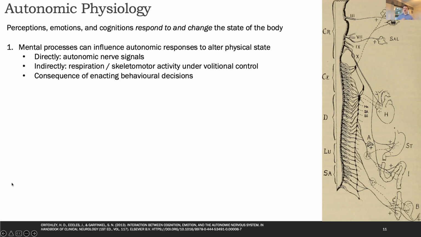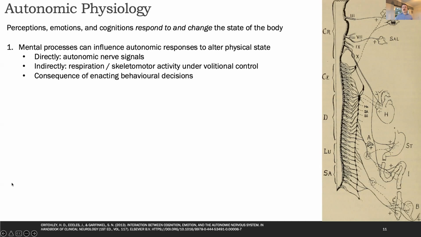And this occurs either directly through those connections coming from the brain to the different bodily systems, but it can also happen indirectly. So, things under our actual volitional control, like our respiration rate, how much we're moving around, these things are controlled by the brain and directly affect how our physiological systems run. But also in a very indirect route, enacting certain behaviors will have an effect on our physiological state.